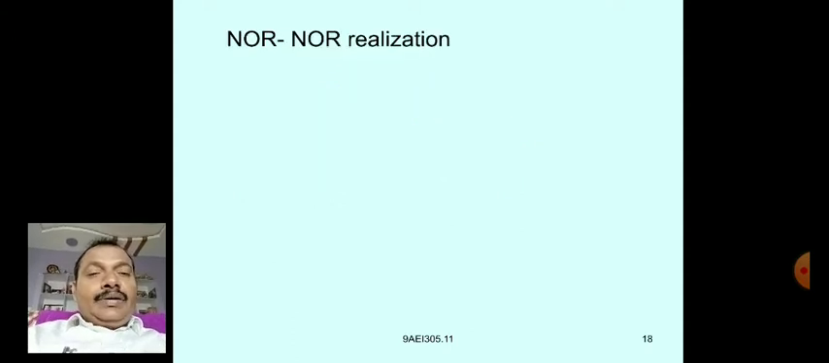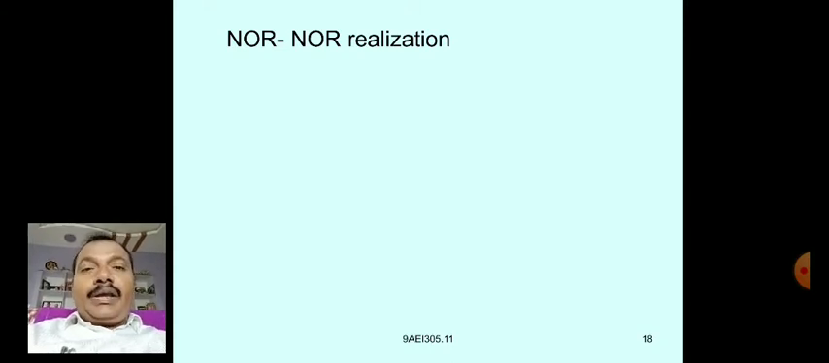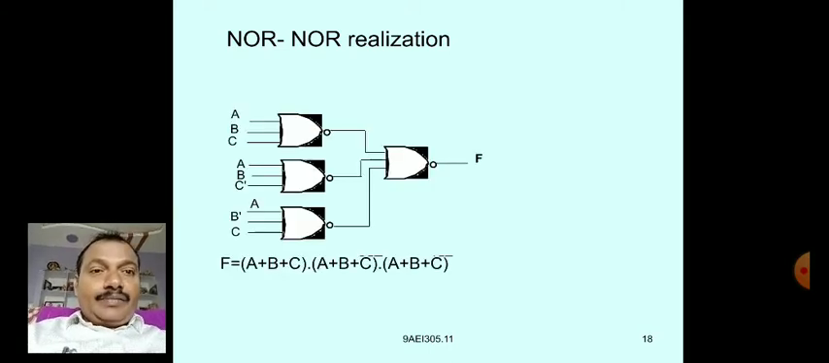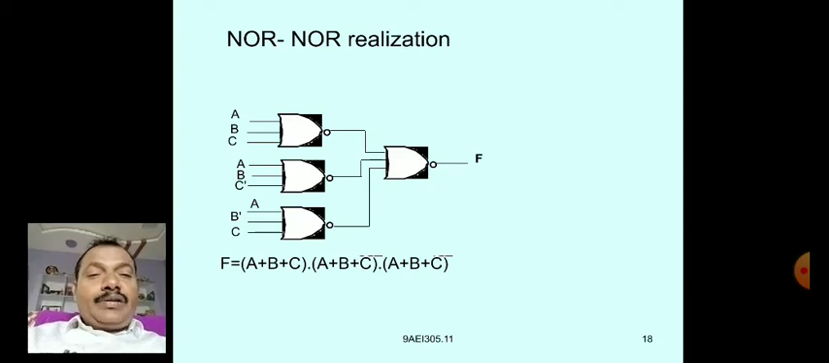In this, instead of OR-AND realization, you can use universal gate, NOR gates only. So how to write? Take the expression and double complement it, and you will have NOR realization, as I explained about NAND realization for the SOP forms, like this. That means this is the F1.